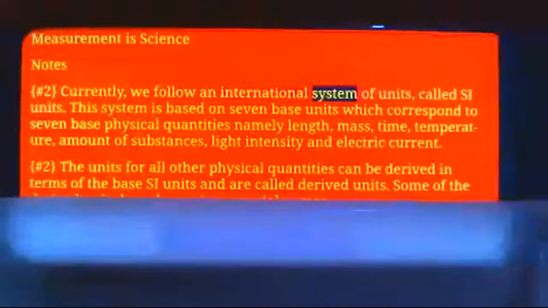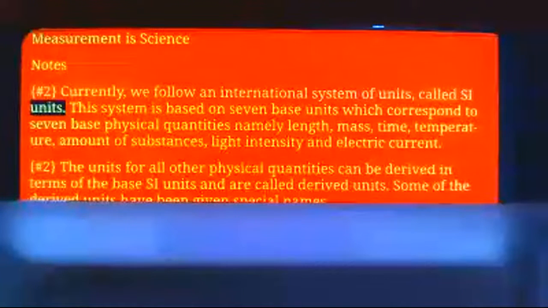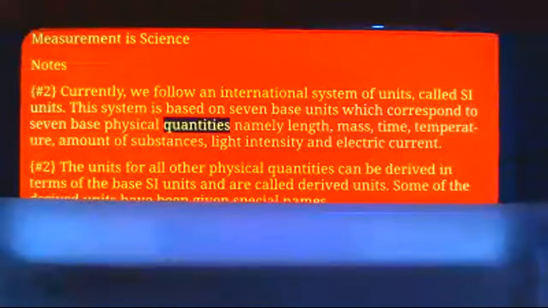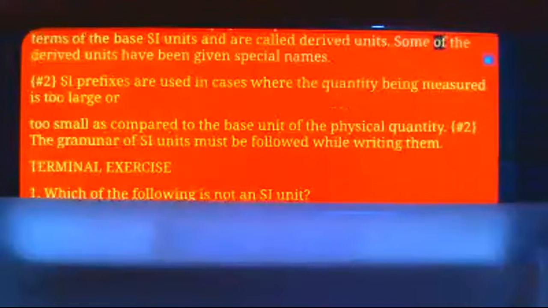Currently, we follow an international system of units called SI units. This system is based on 7 base units which correspond to 7 base physical quantities, namely length, mass, time, temperature, amount of substance, light intensity, and electric current. The units for all other physical quantities can be derived in terms of the base SI units and are called derived units. Some of the derived units have been given special names.